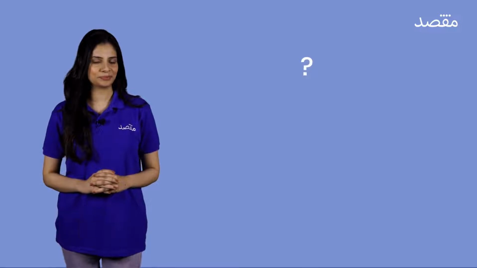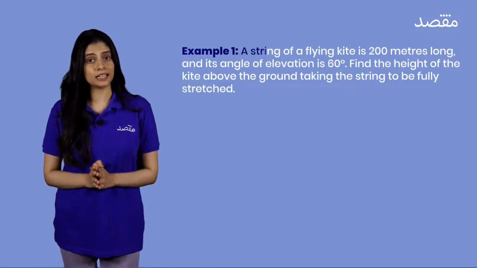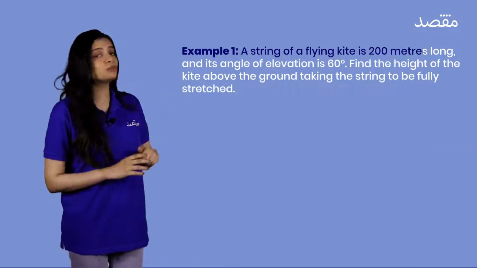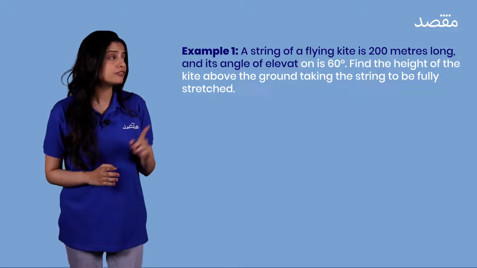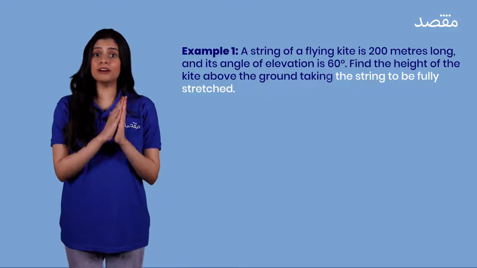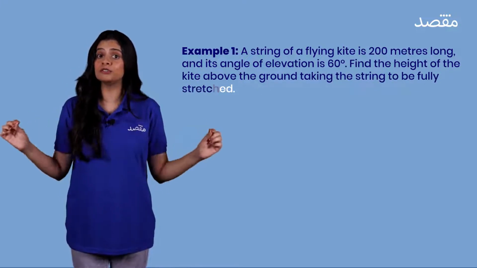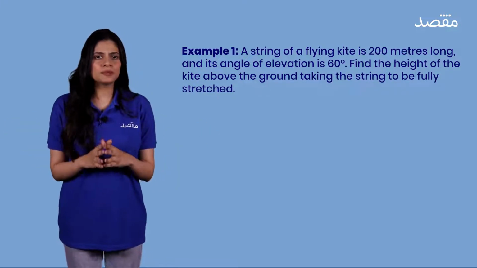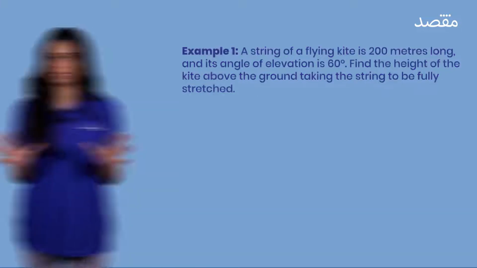Now that we know what angles of elevation and depression are, कुछ question solve करके देखते हैं. So the first example says a string of a flying kite is 200 meters long and its angle of elevation is 60 degrees. Find the height of the kite above the ground taking the string to be fully stretched. तो सबसे पहले तो हम इसको visualize करने की कोशिश करते हैं.